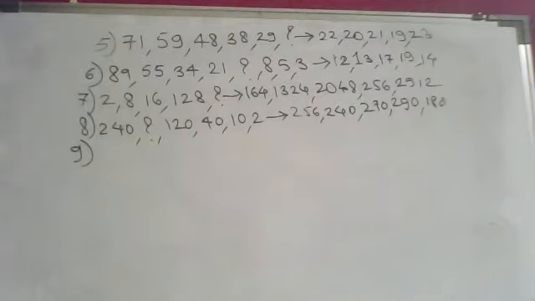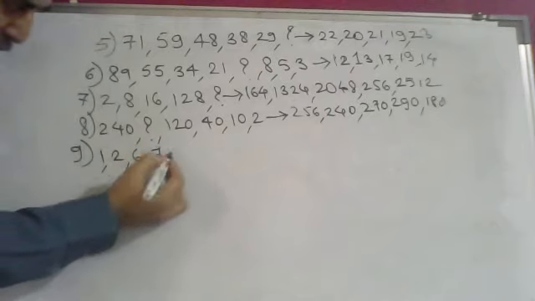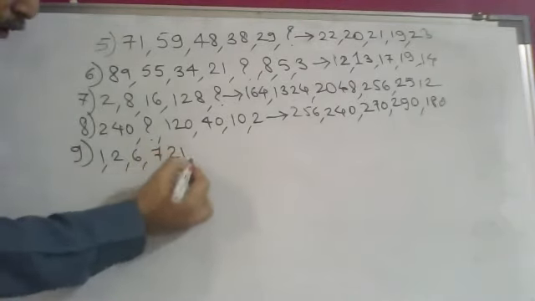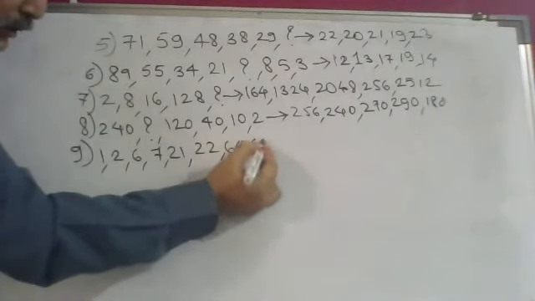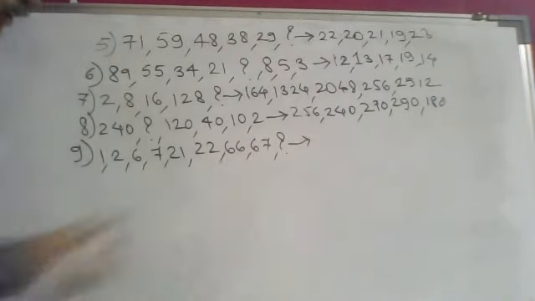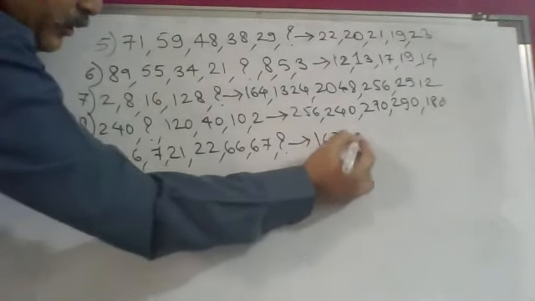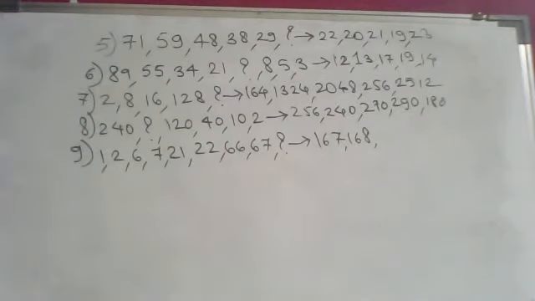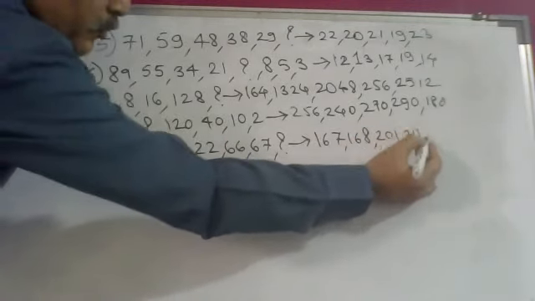Question number 9: 1, 2, 6, 7, 21, 22, 66, 67, and then question mark. We have to find out the number at the place of question mark from the given options. Options are 167, 168, 201, 211, and 191. So there are the questions.